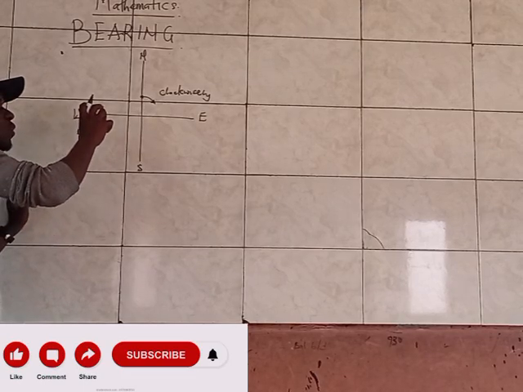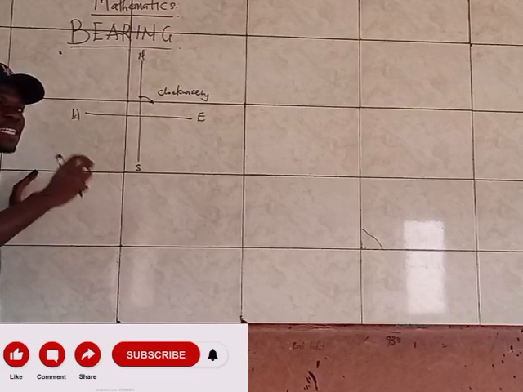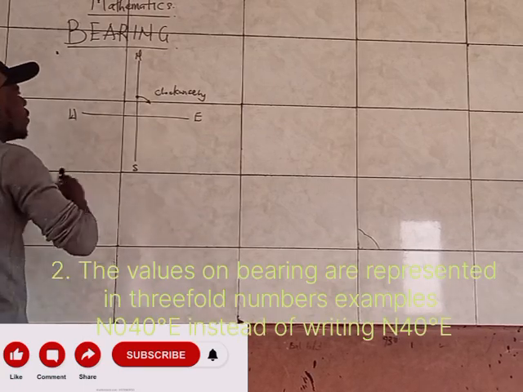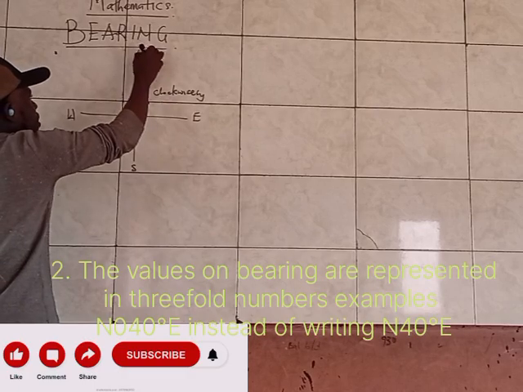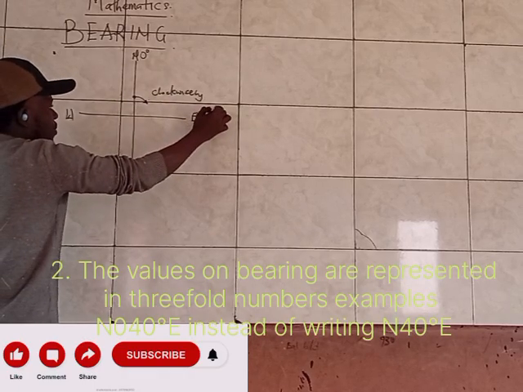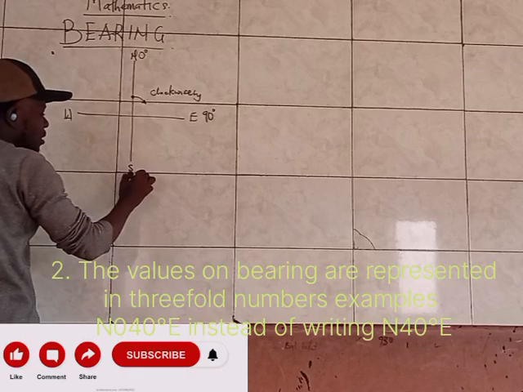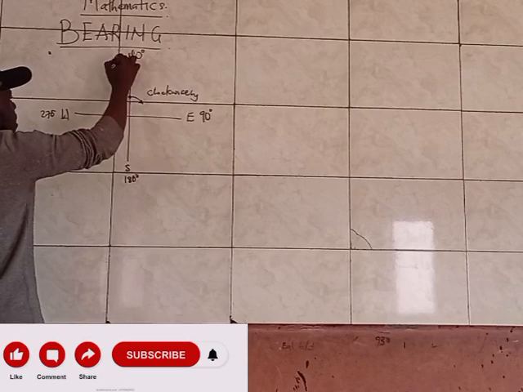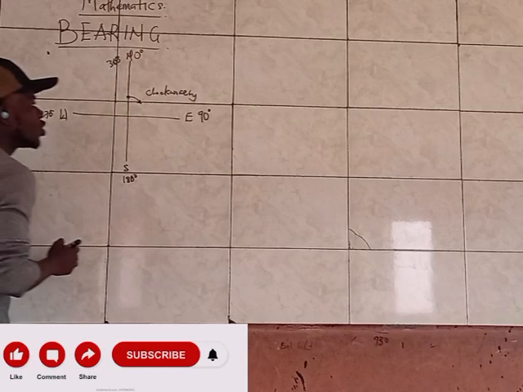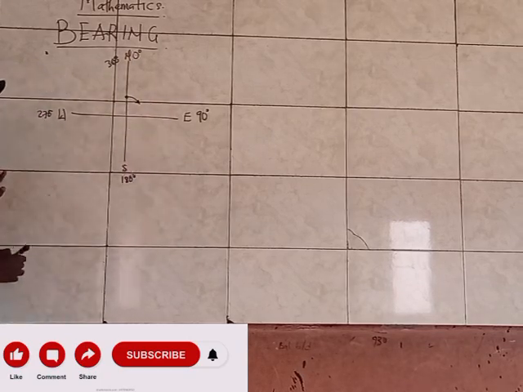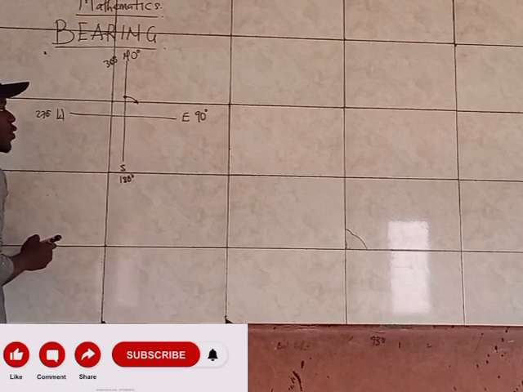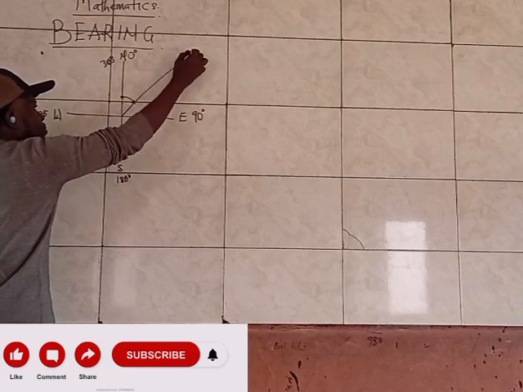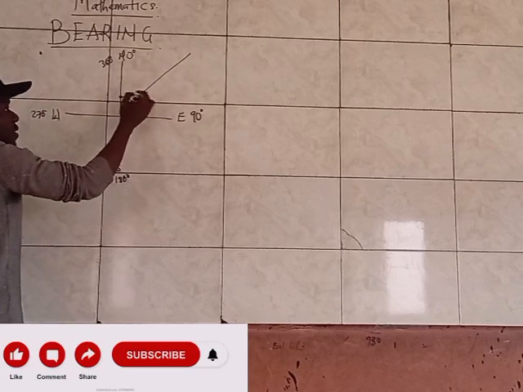That's noted. And you also need to note that the values on bearings are represented in threefold numbers. I will explain that. What I mean is this: first of all, the reading is from 0 degree all the way to 90 degree, to 180 degree, to 270 degree, and back to 360 degree. So, for instance, I want to represent 40 degree northeast on bearing.